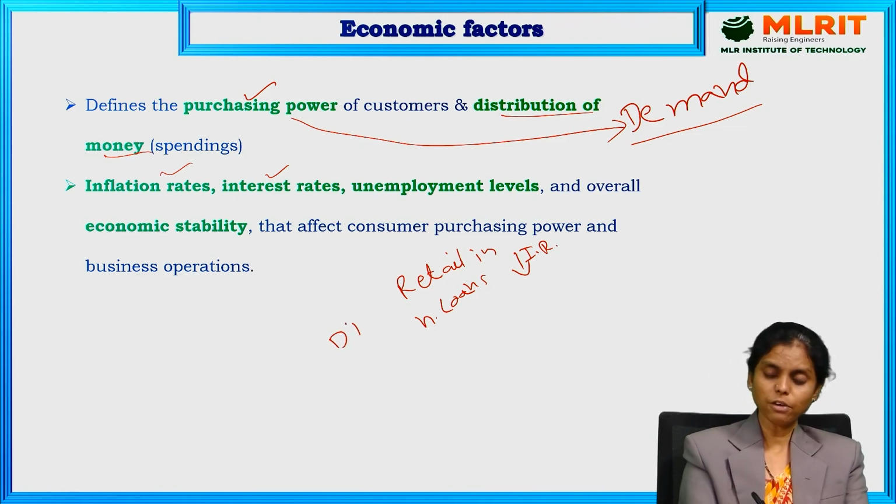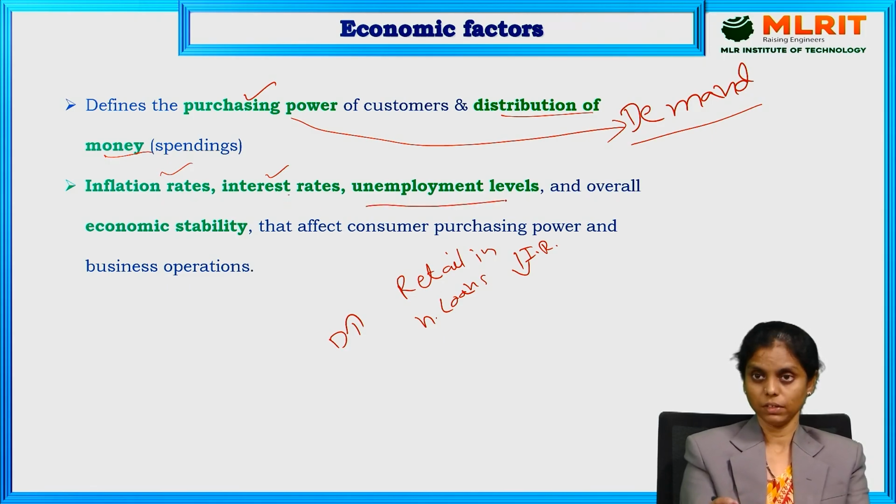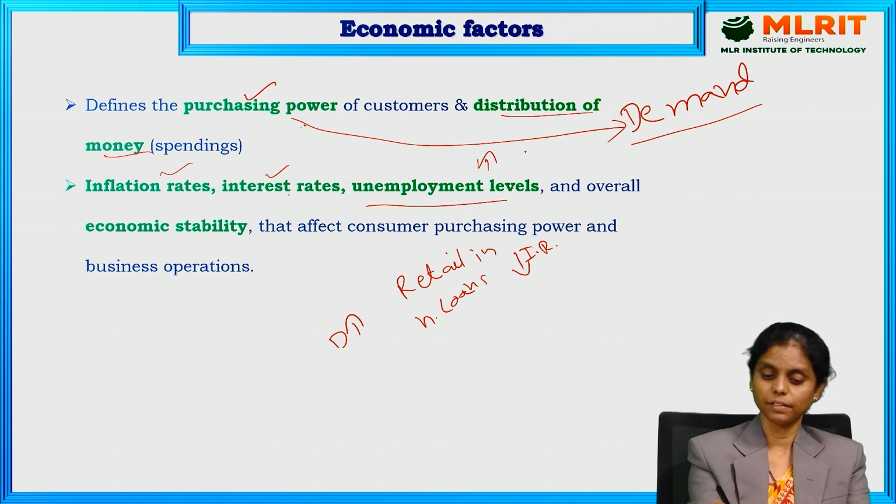The demand for this industry will increase. That means what are the rate of interest, and at the same time unemployment levels, and if more employment is present in that area, then ultimately purchasing power will increase. When the unemployment rate is high, then the purchasing power of the people will decrease.